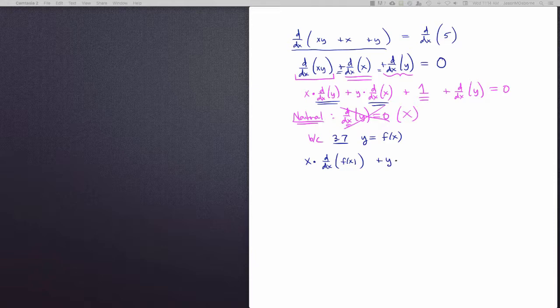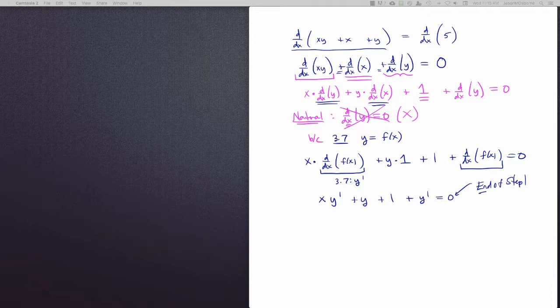Derivative of x with respect to x is 1, plus the derivative with respect to x of y, which was equal to f of x. Okay? Now, the derivative with respect to x of f of x, this is what we call, in section 3.7, they're going to call this y prime. Okay, so x y prime plus y plus 1 plus y prime is equal to 0. Okay, and that is the end of step 1. You've finished taking all your derivatives.